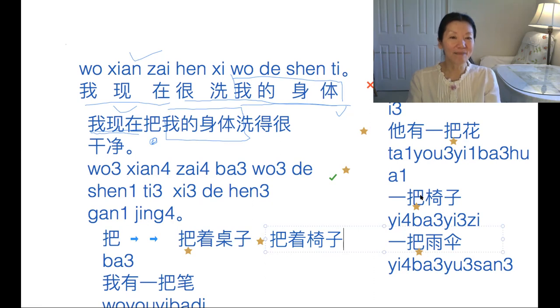Do you hear people say 一把书? No, okay, we're talking later. 书 has another major word. We don't say 一把书, right? Okay, here. 一把花, some things, okay, 花, flower, they keep more than one, plural, a bunch, keep together.